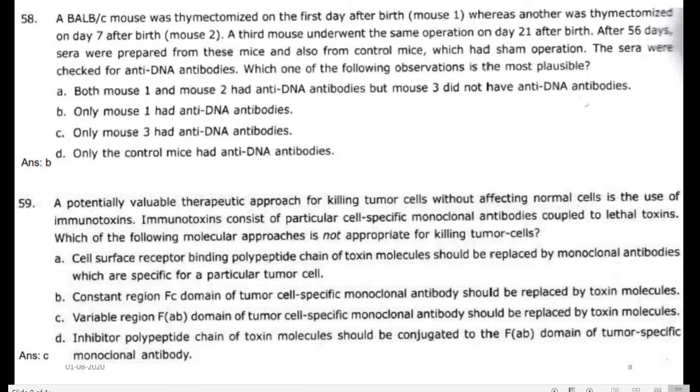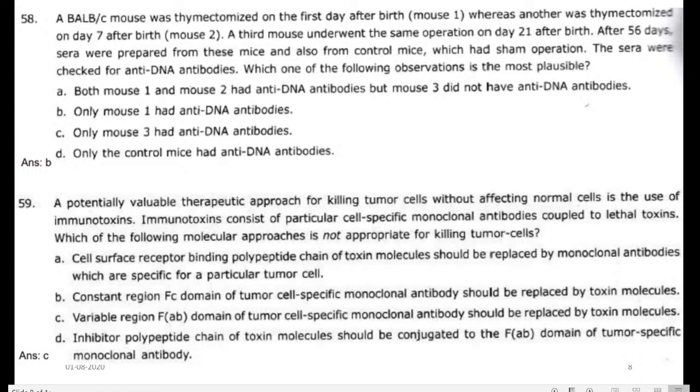After 56 days, serum was prepared, also from control mice. There is no treatment and no thymectomy for the control; it is a normal BALB/c mouse. So there are four mice, three of which had the operation, and then serum was checked for anti-DNA antibody. Which of the following observations is most plausible?